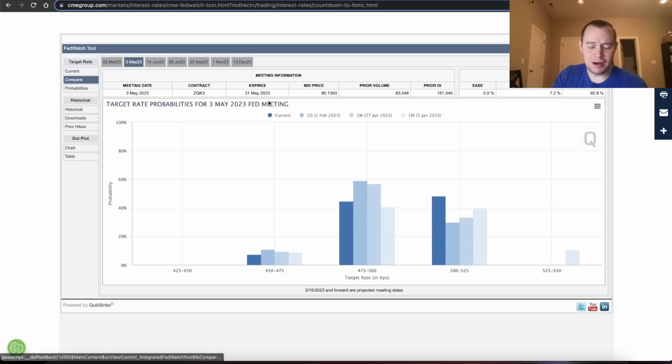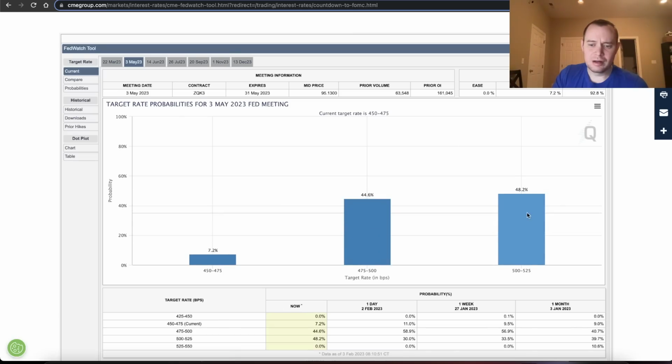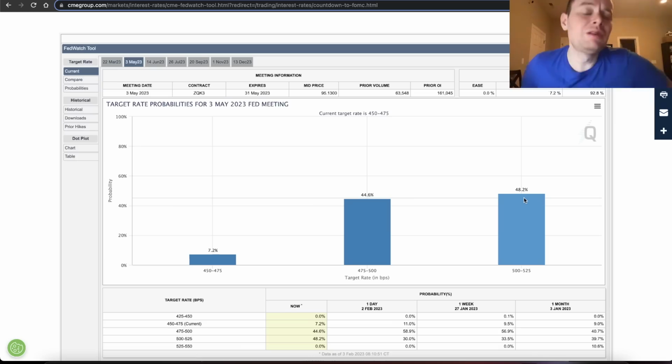If you go over here to the compare tab and take a look at the probabilities. On January 3rd, the likelihood that May was going to see that 25 basis point rate hike was only 40%. Then on January 27th, it went down to 33%. And then on February 2nd, it was as low as 30%. But after the most recent jobs report, that number has shot up to 48%. So clearly the markets think there's reason to believe the Fed could go higher than was originally priced in terms of the terminal rate.